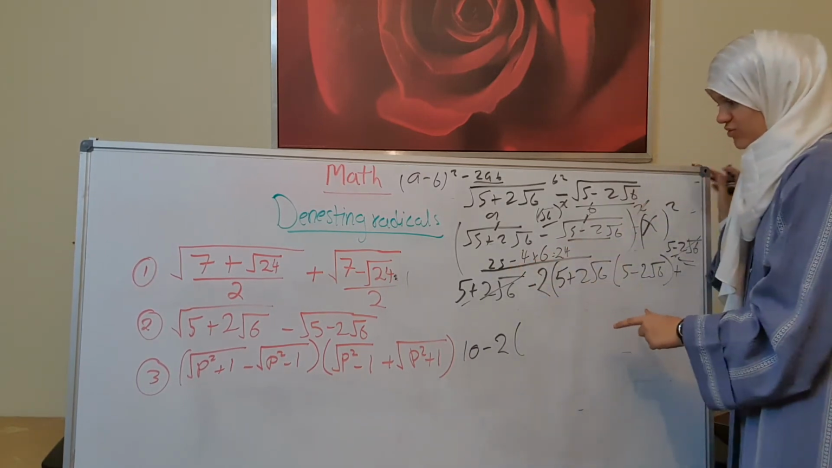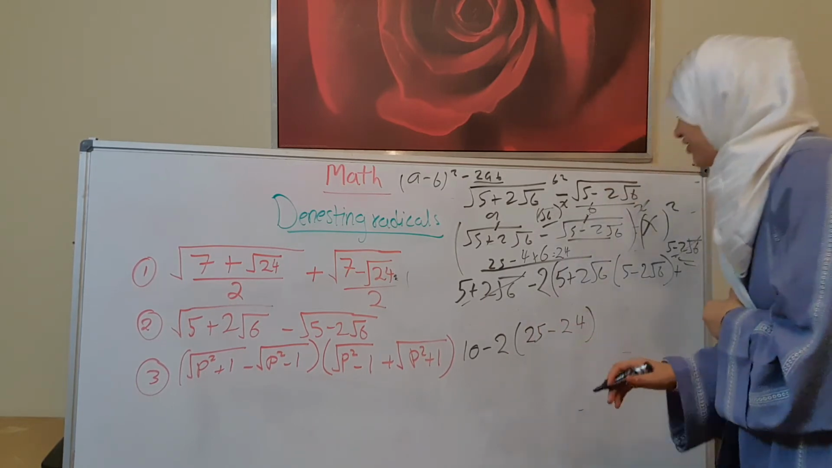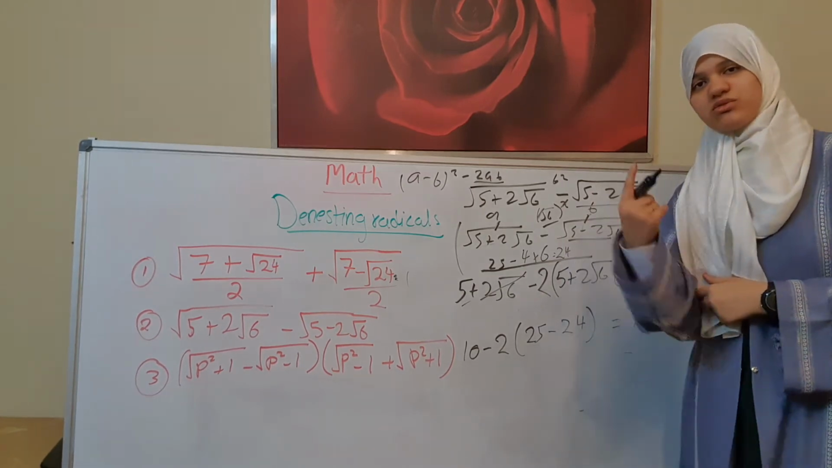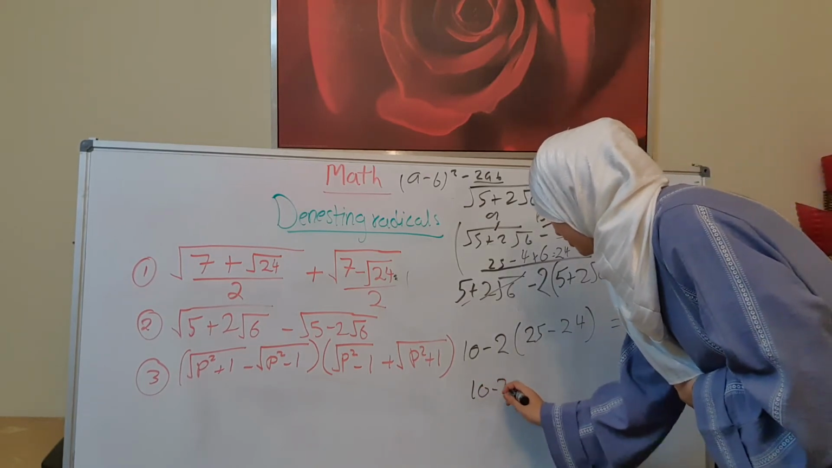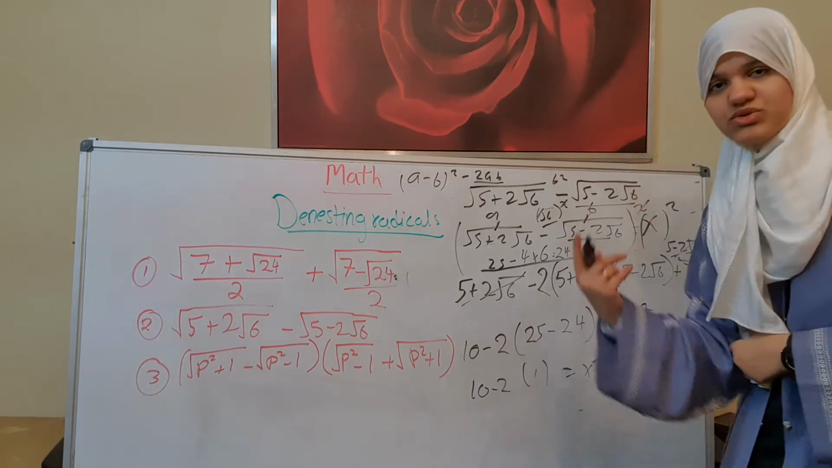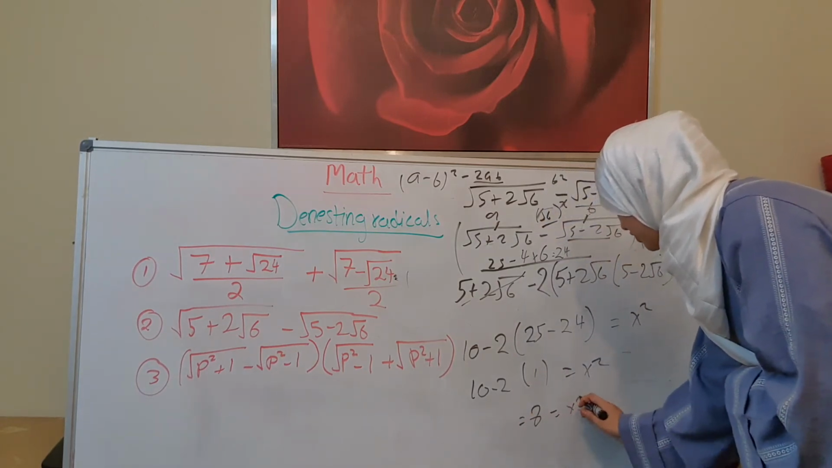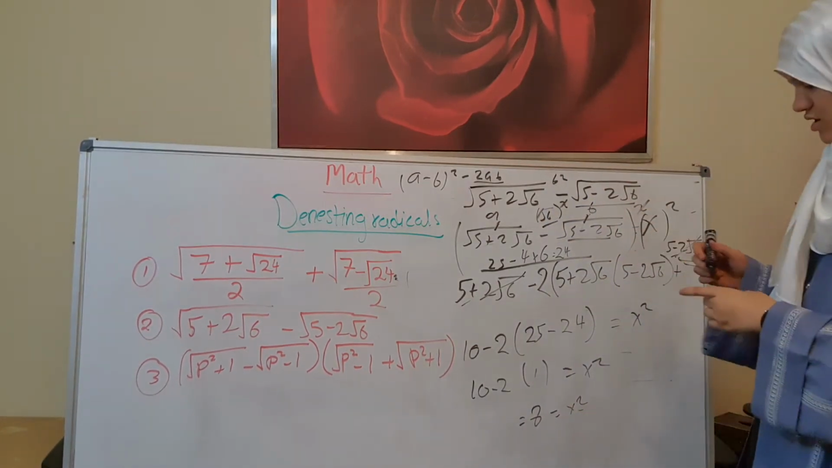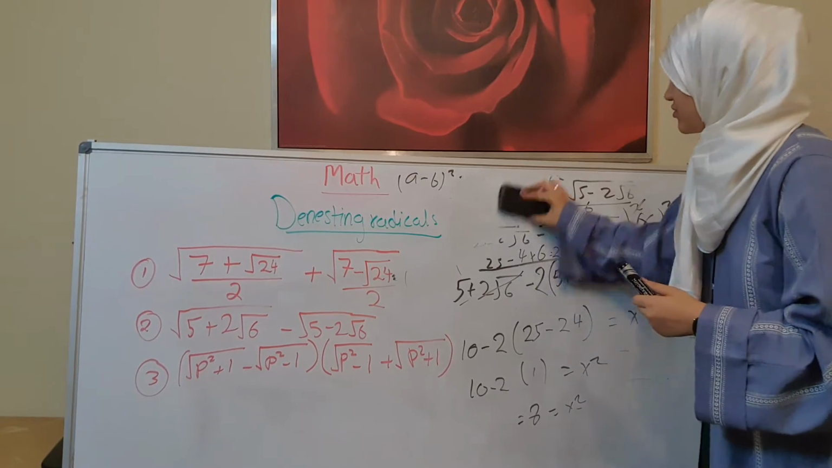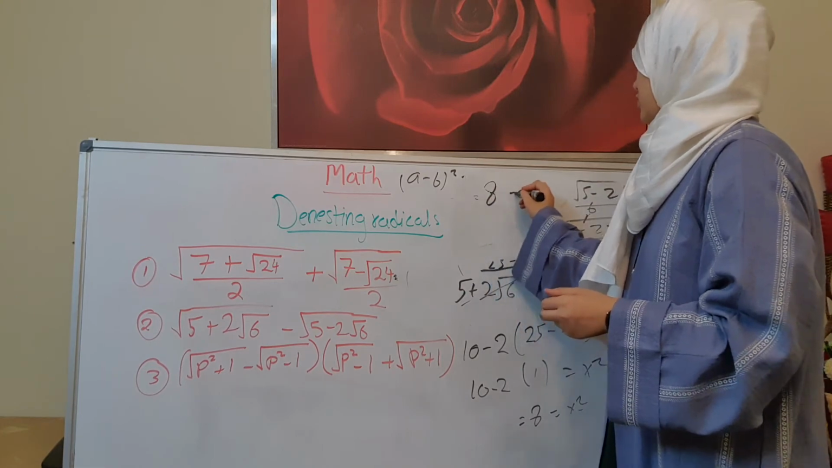Okay, so now what do we do here? 2 in brackets, 25 minus 24. After that, of course, it's equal to x squared. 25 minus 24 is equal to 1, and 10 minus 2 in brackets 1 is equal to x squared. We make 2 times 1 is equal to 2. That means 10 minus 2 is equal to 8. After that, we get 8 is equal to x squared. Of course, we will not finish up to here, because the final answer we get is 8 is equal to x squared.